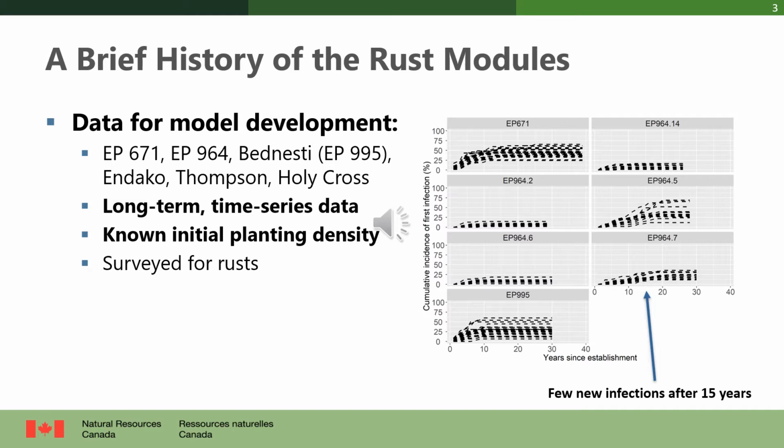One of the common characteristics to all the test sites where rusts were found is that new infections were rarely seen beyond stand age of 15 years. So if you look at the figure on the right, where you have on the x-axis years since establishment, and on the y-axis the cumulative incidence of first infection in percent, you see that they generally plateau at around an age of 15 years. So this is an important point that will be brought up in later slides.